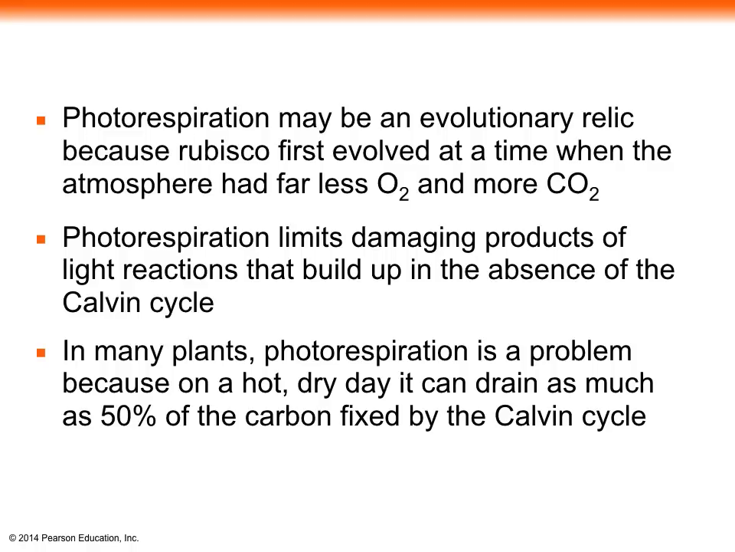Photorespiration limits damaging products of light reactions that build up in the absence of the Calvin cycle. In many plants, photorespiration is a problem because on a hot, dry day, it can drain as much as 50% of the carbon fixed by the Calvin cycle. The Calvin cycle that we talked about, accounting for all the carbons, converting molecules from one to another all the way through, we also call carbon fixation.